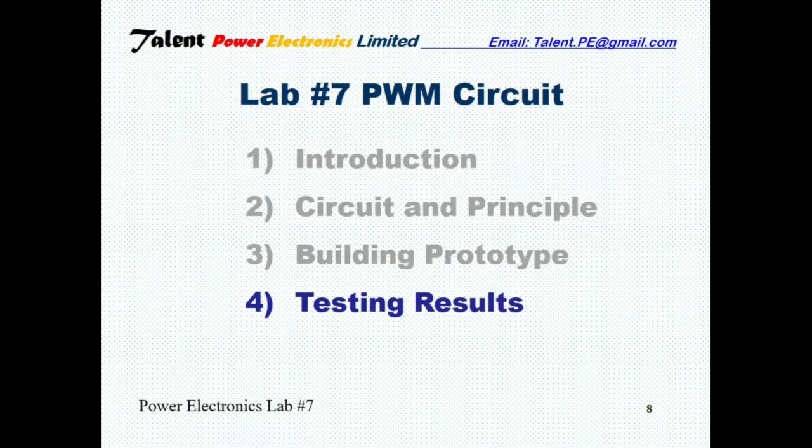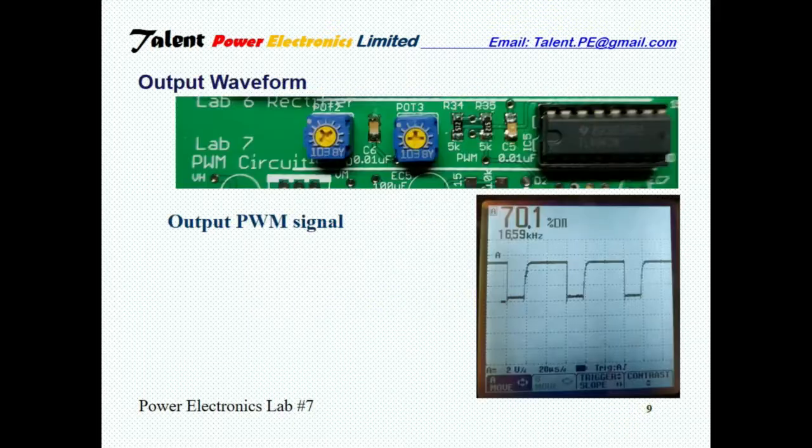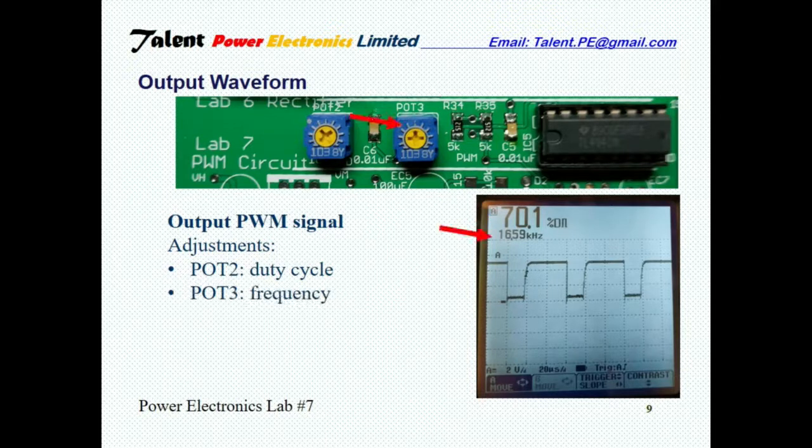Now let's test the prototype and get the results. Here is the waveform of the output PWM signal. Use pot 2 to adjust PWM duty cycle. Use pot 3 to adjust switching frequency.